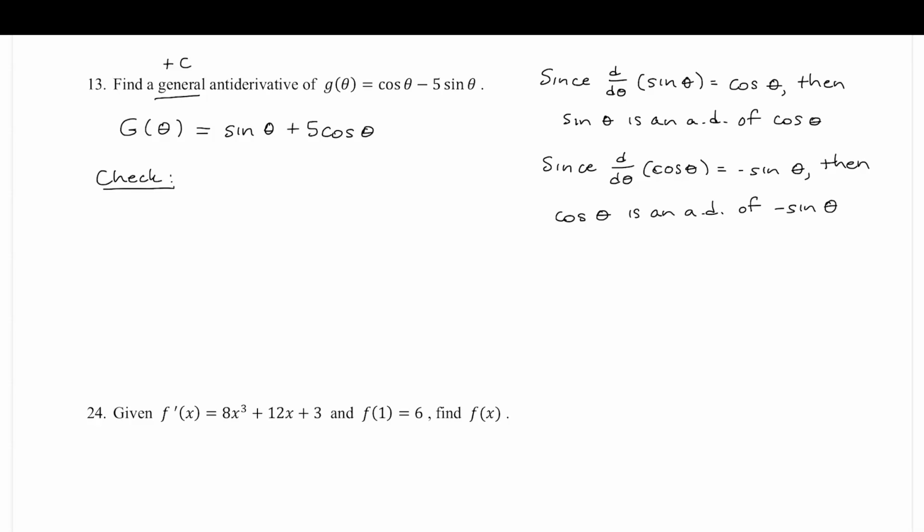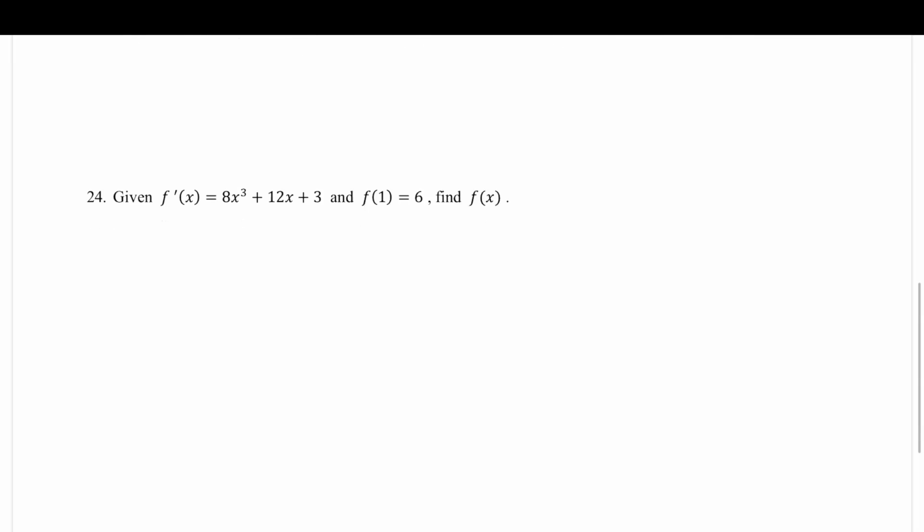And always a good idea, especially when you're first learning how to do this, is to check your answer. The way you can check one of these antiderivatives is to take the derivative of the antiderivative. If you take the derivative of the antiderivative, you should get back where you started. So if I take the derivative of sine theta, I get cos theta. If I take the derivative of 5 cos theta, I get negative 5 sine theta, and that is, in fact, the original function. So I know I did it correctly.